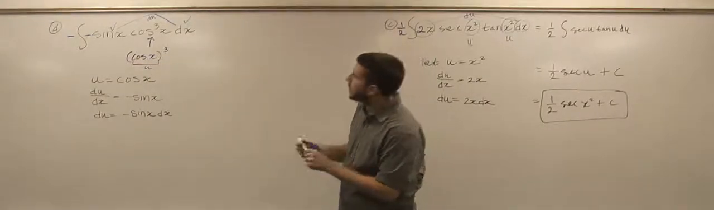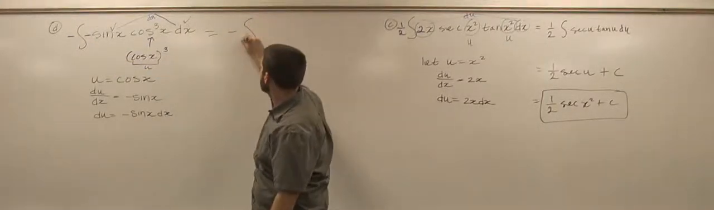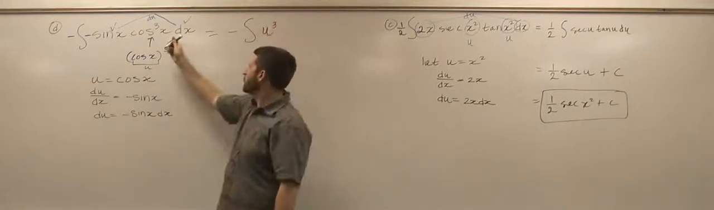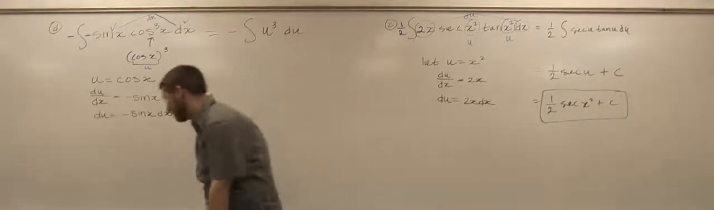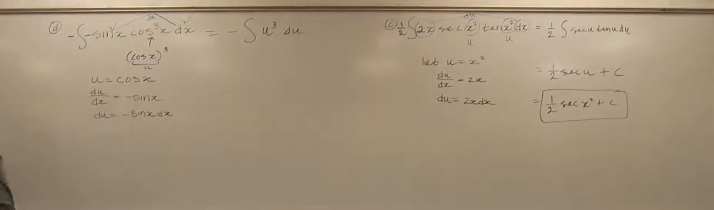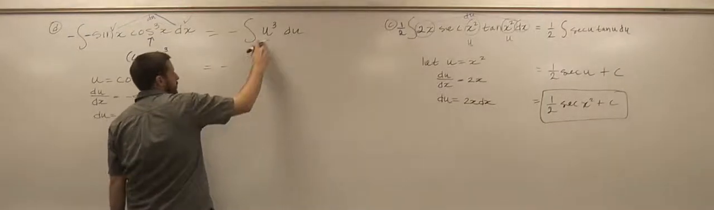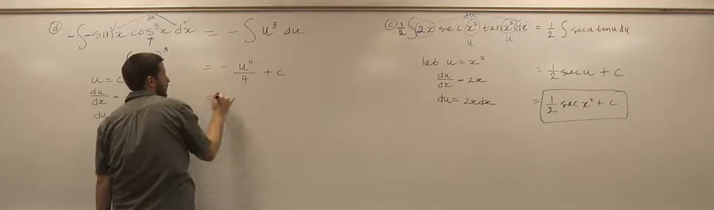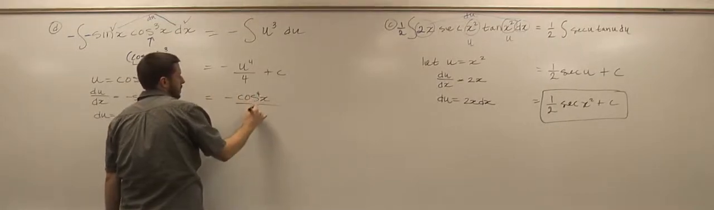So my integral will become, don't forget this negative, negative integral cos cubed is u cubed du, negative sine x dx. Then you're off to the races. This is your power rule. U to the 4th over 4 plus c. Plug back in your x's.